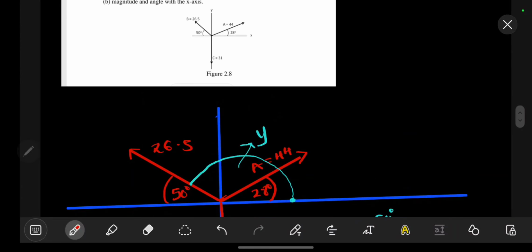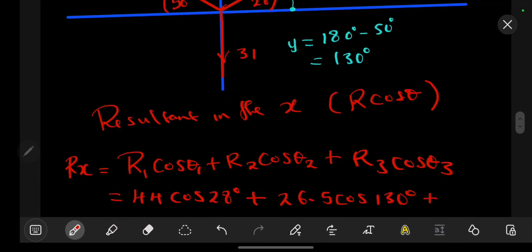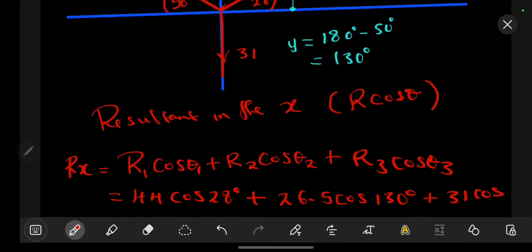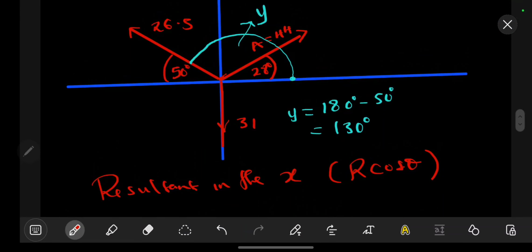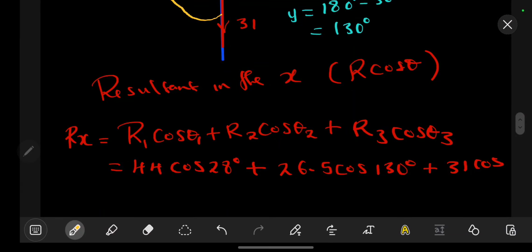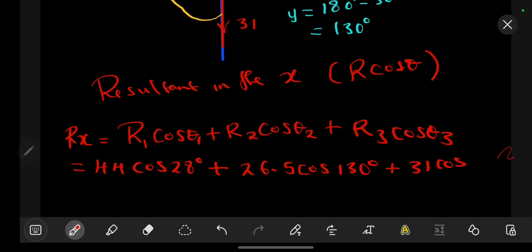Now, if you look at our last one, our C, we are going to say our C should be equal to, our size is 31. So we are going to say 31 cosine of, if you look at the size of this angle, the angle is measured from the positive x-axis until you reach this point. So this angle is 270. So this is 90, 180, 270. So we are going to put the cosine of 270 degrees there.